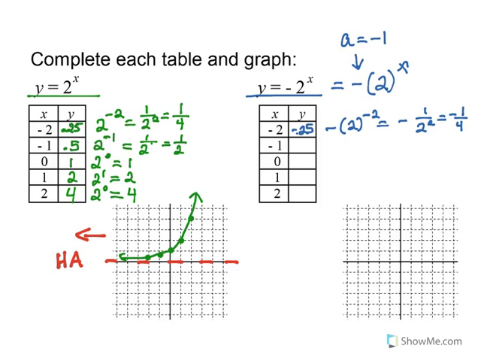All right. And then if I do negative 1, I'm going to have negative parentheses 2 to the negative 1, which is negative 1 over 2 to the first, which is just negative 1/2, so negative 0.5.